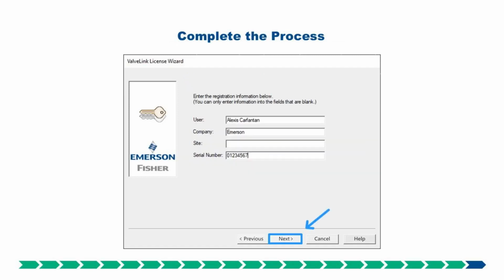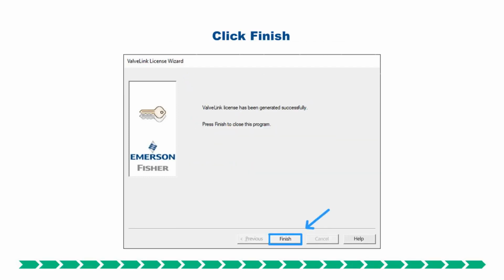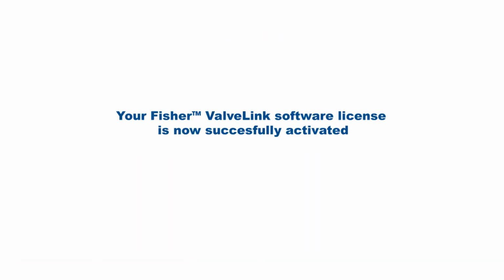Enter your username and click Next again. Finally, tap Finish to complete the license activation process. Your Fisher ValveLink software license is now successfully activated.